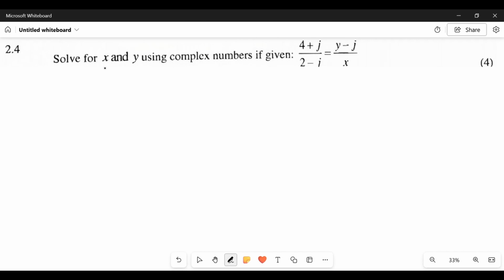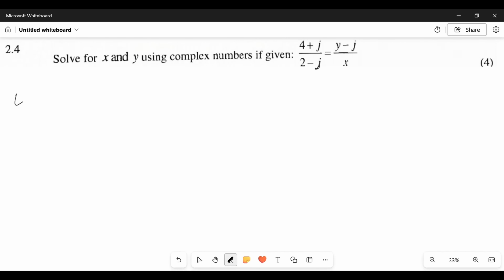They want us to solve for x and y using complex numbers if given (4 plus j) divided by (2 minus j) is equal to (y minus j) divided by x. Right, so guys, whenever you see j, it's another notation for imaginary number. So they want us to solve for x and y given these complex numbers here. So I'm gonna copy this question and then let's solve it.